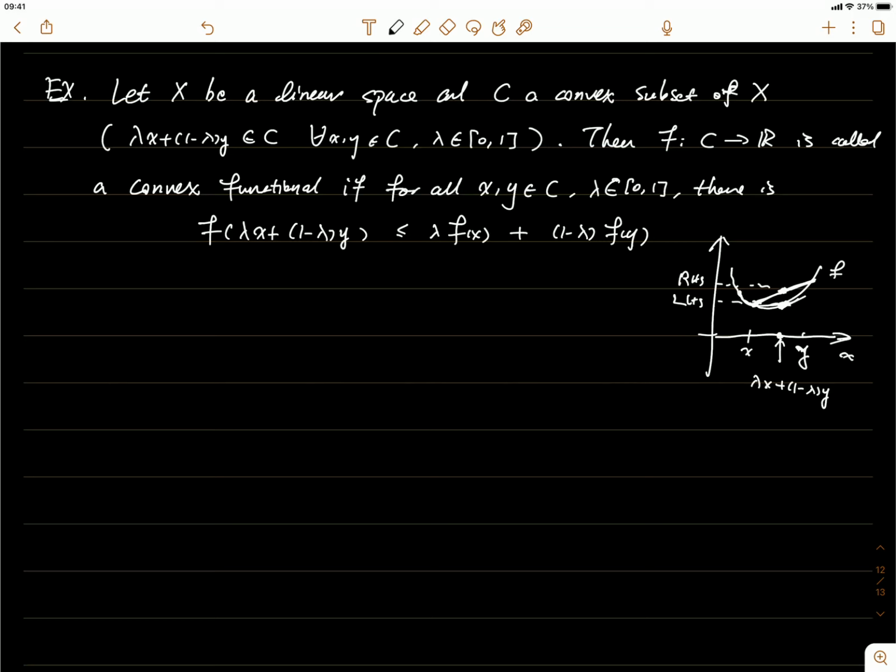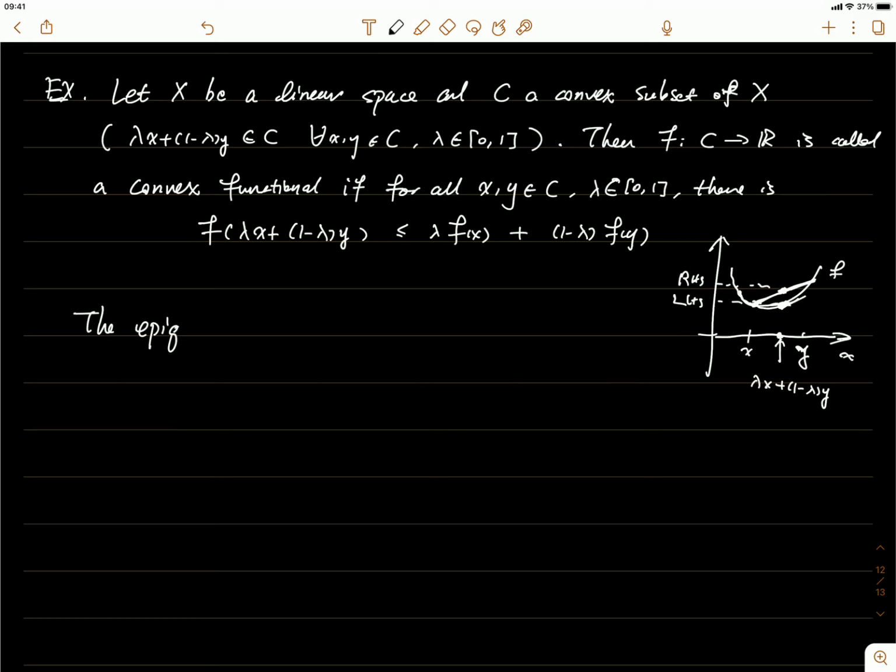Okay, so you can see that this is why we need to define f over a convex set, because we need to evaluate the function at any of the middle points. So it has to be a convex set before we can define this convex functional. We can also define the so-called epigraph of the function.